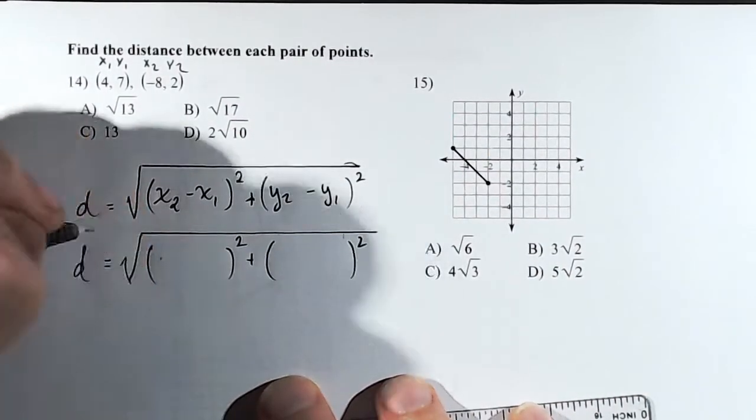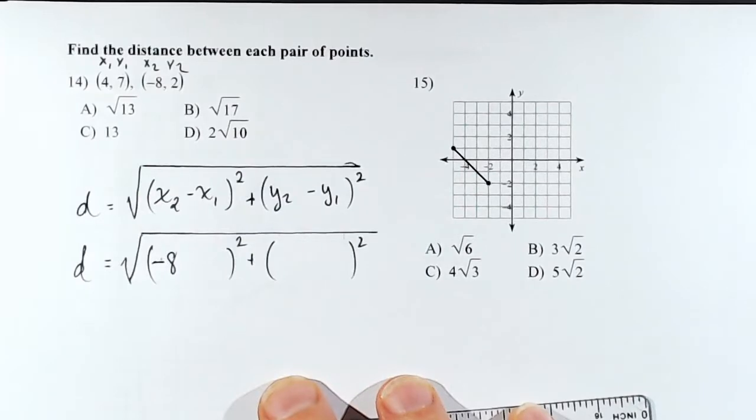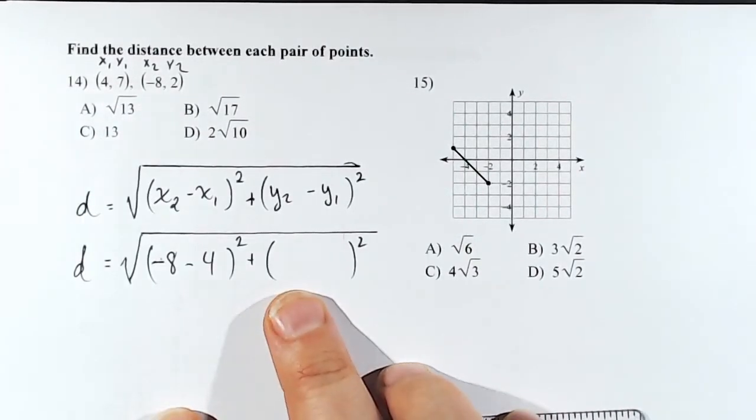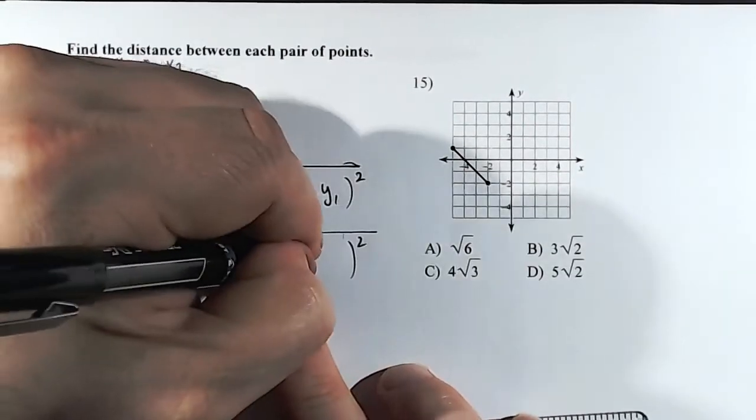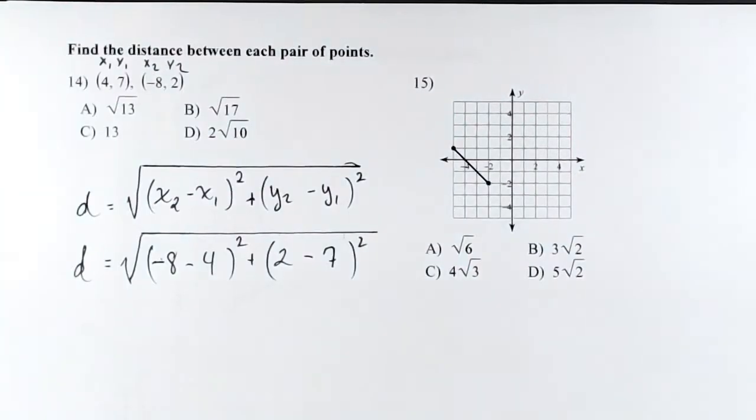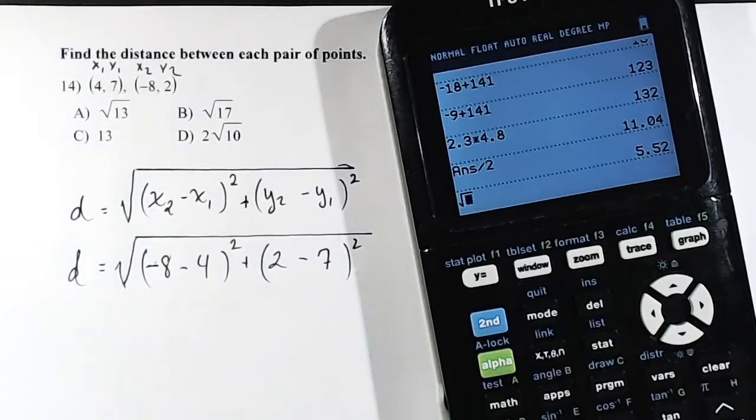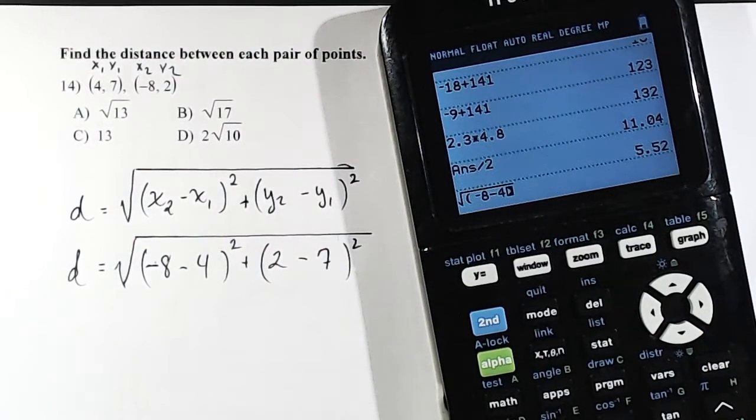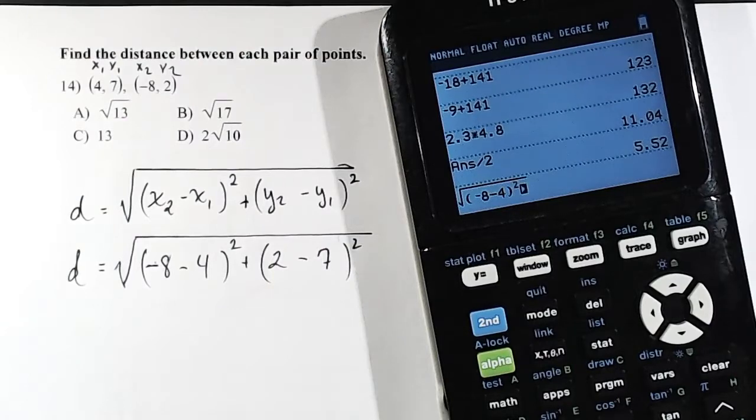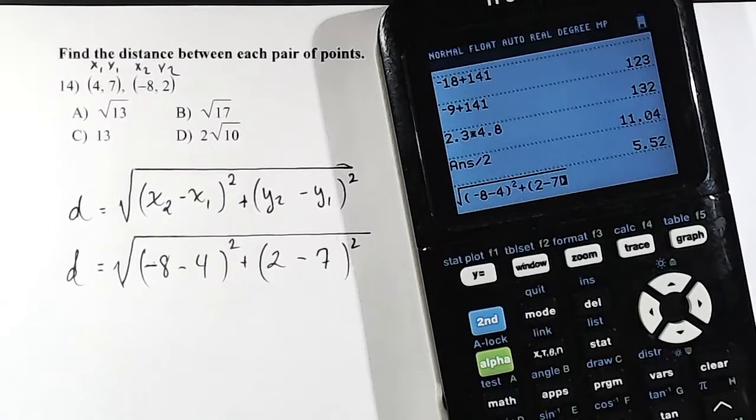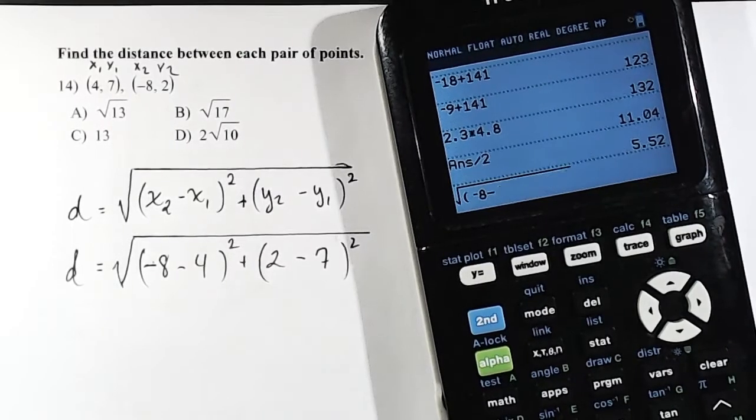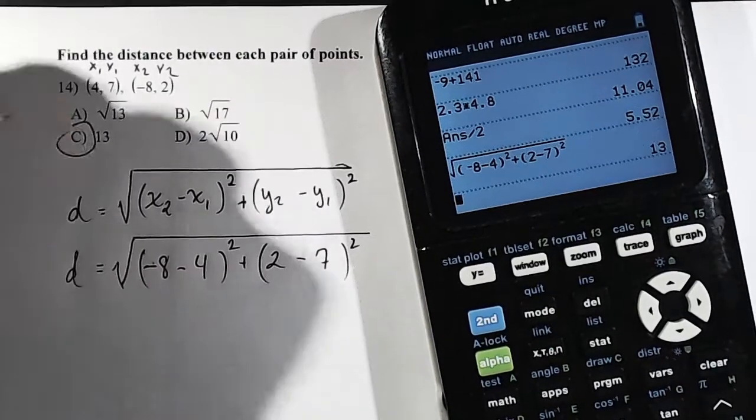X2 is negative 8, and x1 is 4, so negative 8 minus 4. And then y2 is 2, and y1 is 7, so 2 minus 7. And we'll just put this whole thing in the calculator. We have the square root of, open parentheses, negative 8 minus 4, close parentheses, squared, plus, open parentheses, 2 minus 7, close parentheses, squared. Bingo. 13. Done.